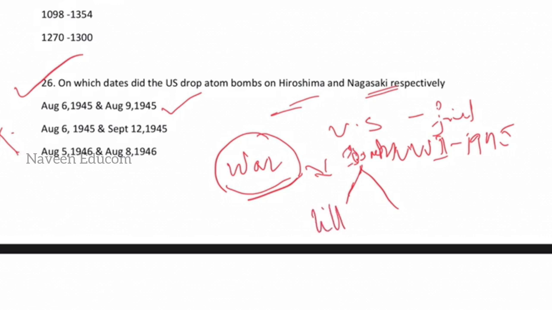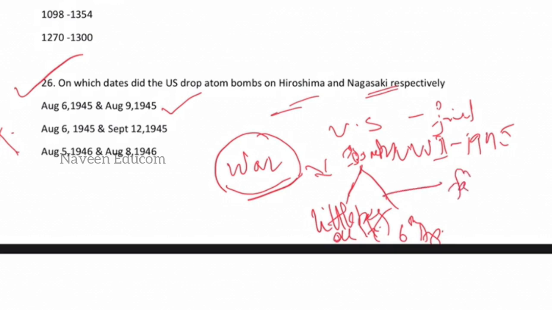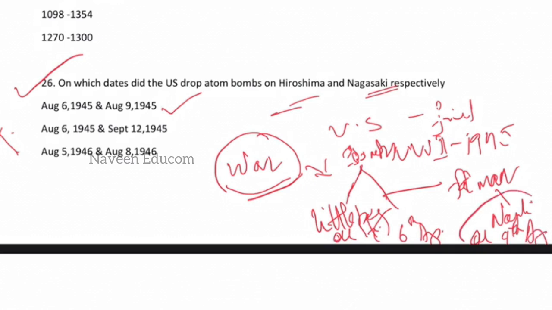One is called the Little Boy. It was dropped on the city of Hiroshima on 6th August. That's the first option of our question. Then the other one was called the Fat Man. Fat Man was dropped over Nagasaki on 9th of August. So those are the important points. You have to note it down. So that's what regarding this question.